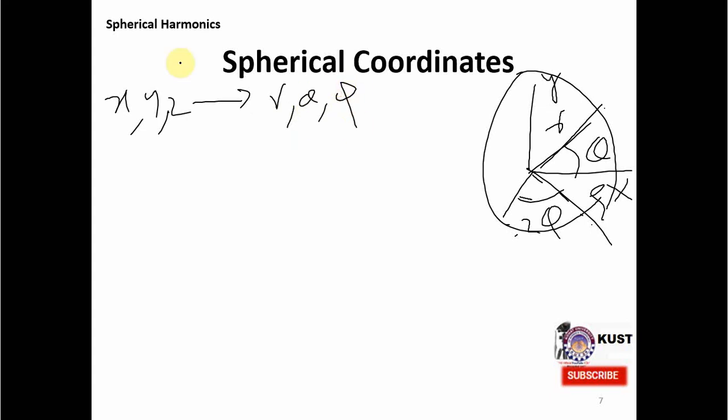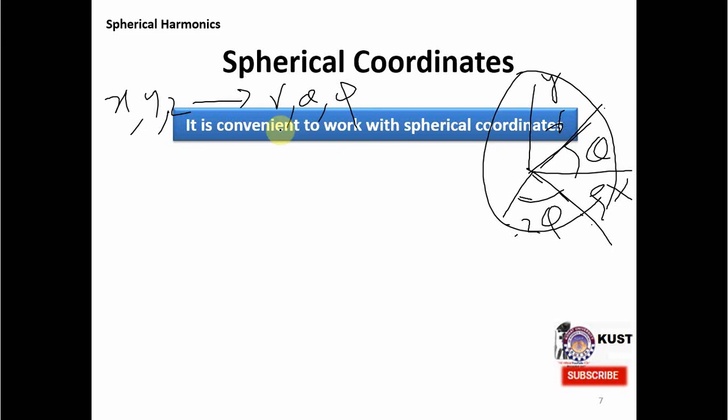These are the Cartesian coordinates and these are the spherical coordinates, and there is a relationship between them. It is convenient to work with spherical coordinates, and the relationship is as follows: x is equal to r sine theta cos phi. You can derive this yourself from this geometry.